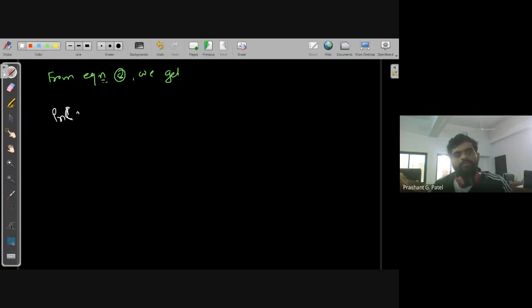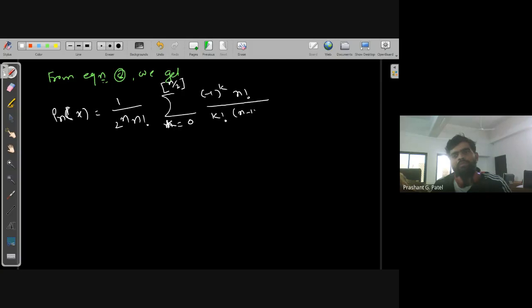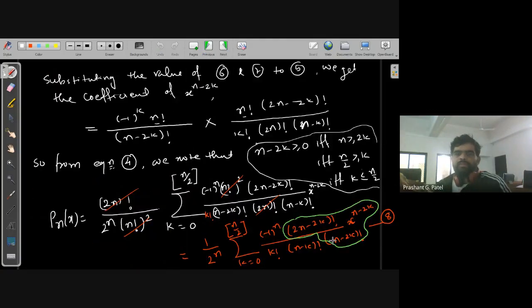Pn of x equal to 1 upon 2 power n into n factorial, summation k running from 0 to n by 2, minus 1 raised to k into n factorial upon k factorial into n minus k factorial into d by dx raised to n into x power 2n minus 2k. So you can just see that is exactly the thing we got.